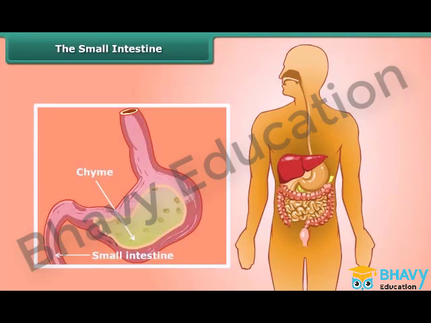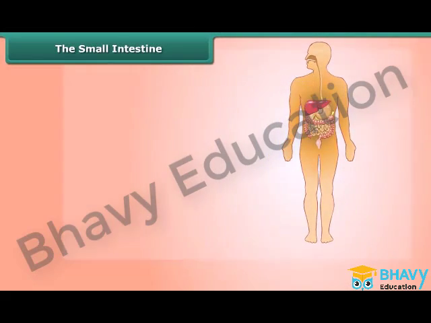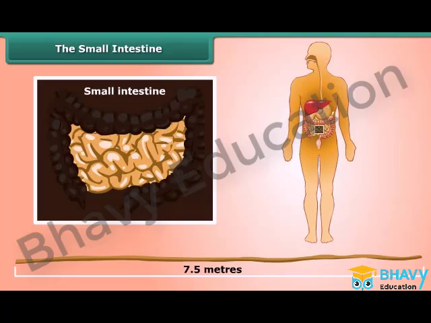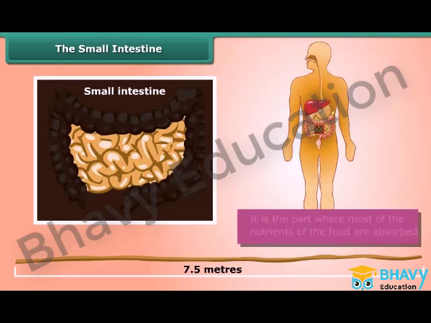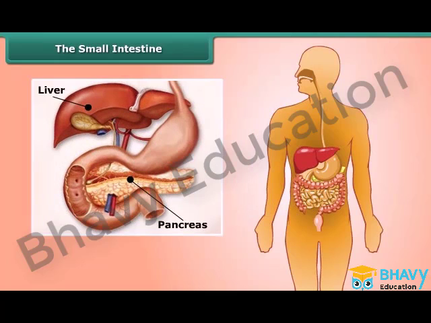After about 4 hours in the stomach, food changes to chyme and moves into the small intestine. The small intestine is the longest part of our digestive system. It is about 7.5 meters long and highly coiled in structure. It is the part where most of the nutrients of the food are absorbed. Liver and the pancreas also join the digestion.